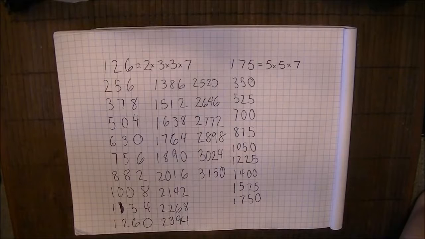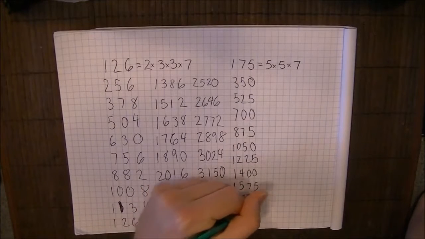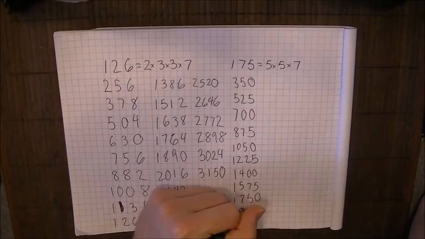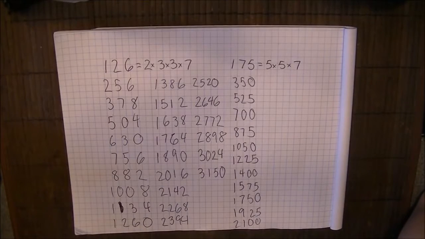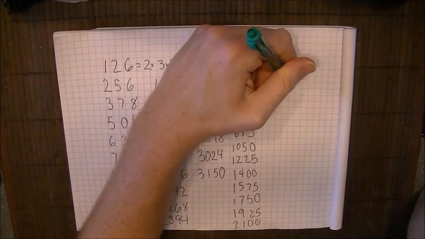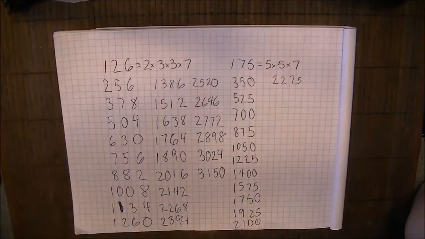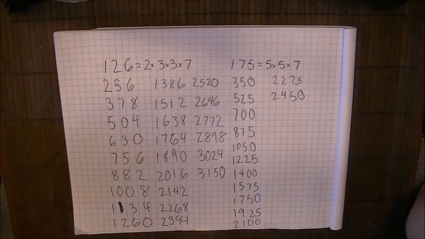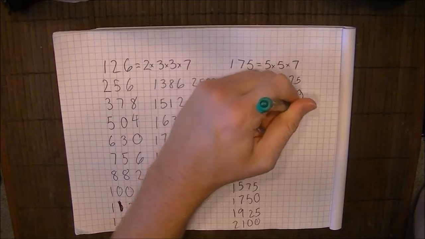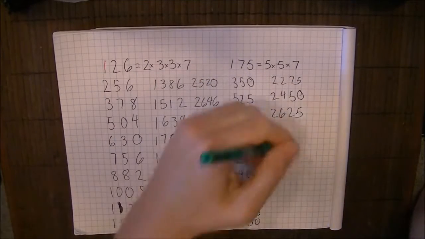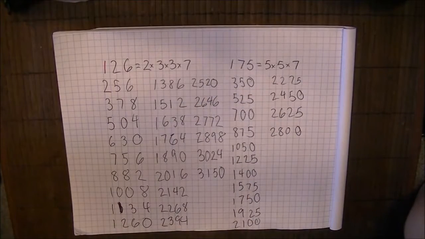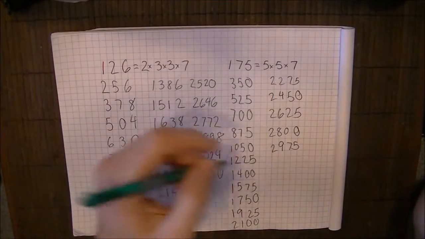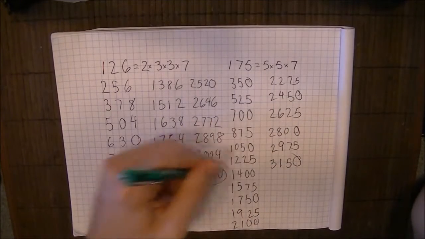Any of these matching yet? Nope. Plus 175 is 1925, plus 175 is 2100, plus 175 is 2275, plus 175, 2,450, plus 175 is 2,625, plus 175 is 2,800, plus 175 is 2,975, plus 175 is 3,150. There we go. We've got it.